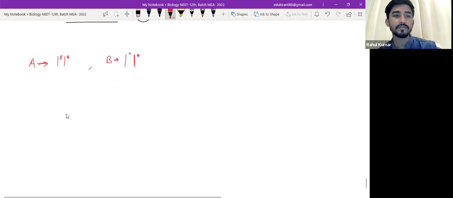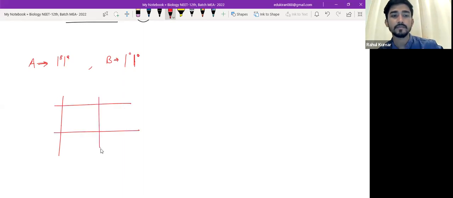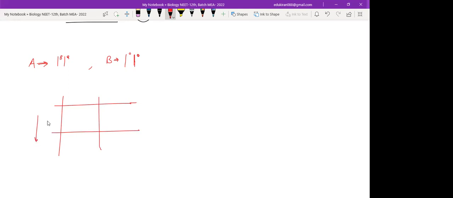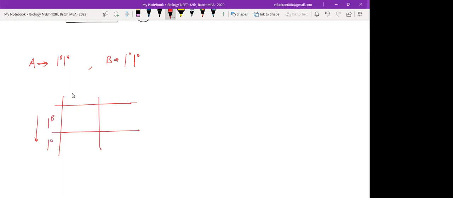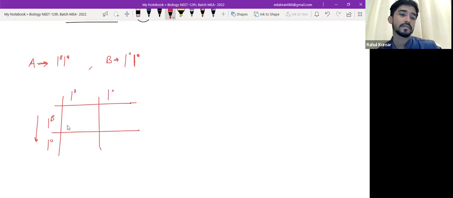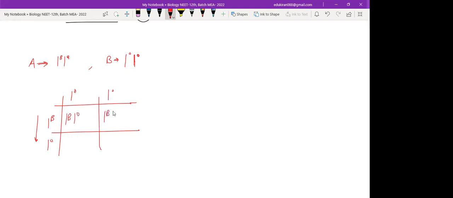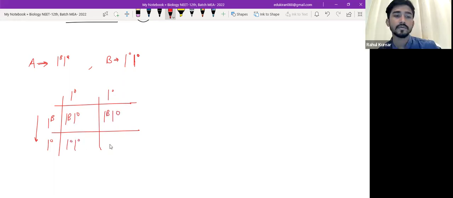Now it's simple. You have to tell me the genotypic and phenotypic ratio in the first generation. So tell me, what should I write here? IB and IO, and here IO and IO. Okay, then what will be the first? IBIO, IBIO, IO, and IO. Okay.